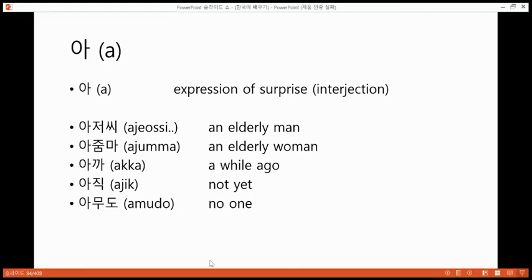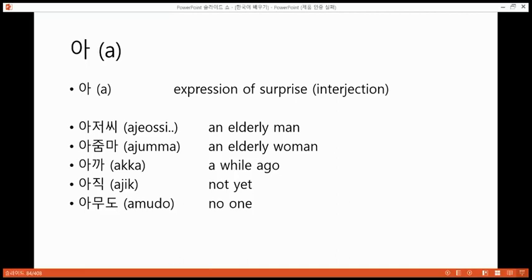Let's say 아까. 아까 is a while ago. 언제 왔어요? When did you come? 왔어요 is a common way to say 왔다, which is came. 언제 왔어요? When did you come? 여기, here. 여기 언제 왔어요? When did you come here? 아까 왔어요. I came a while ago.